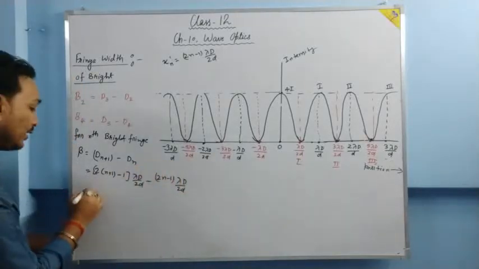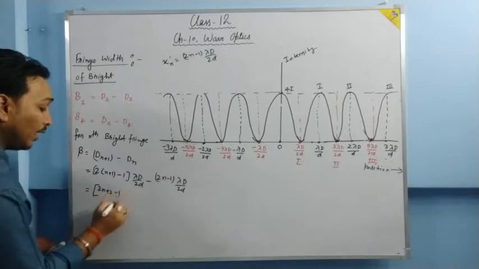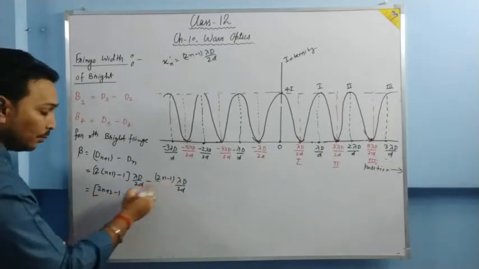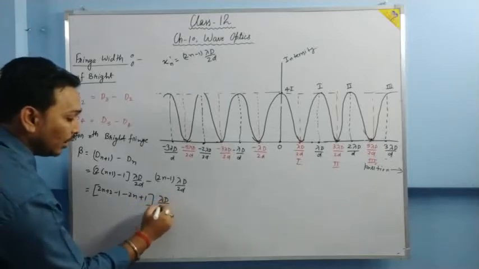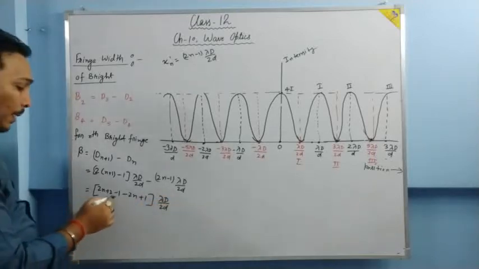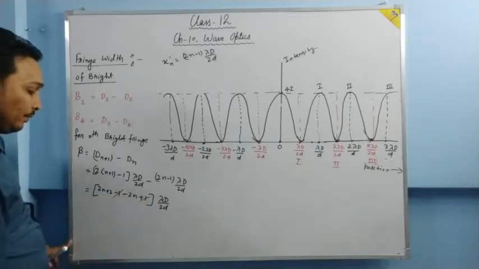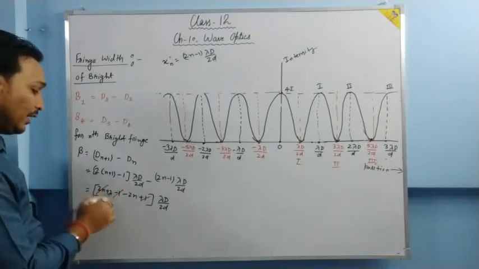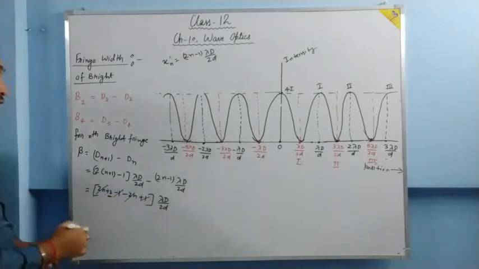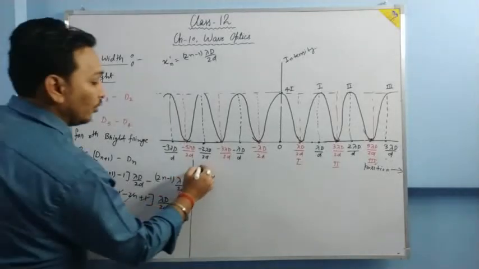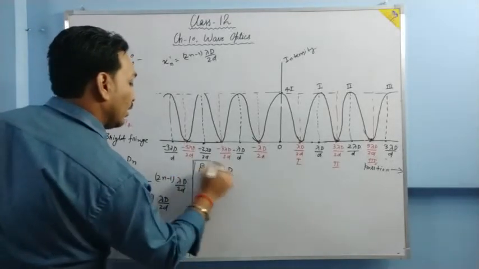Lambda D by 2d is taken common. We will have (2n plus 2 minus 1) minus (2n minus 1). Now just see, this minus 1 and plus 1 will cancel out, 2n and 2n will cancel out. We will have 2, and this 2 will cancel with the 2 in the denominator. So what we are going to have? We are going to have beta is equal to lambda D by d.